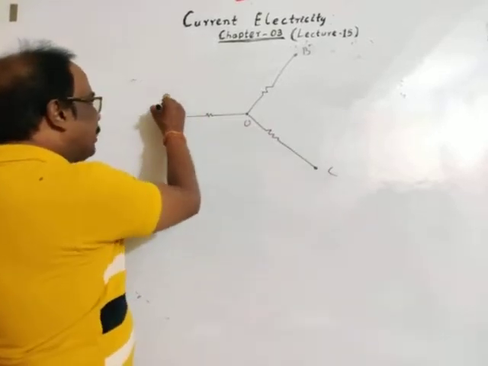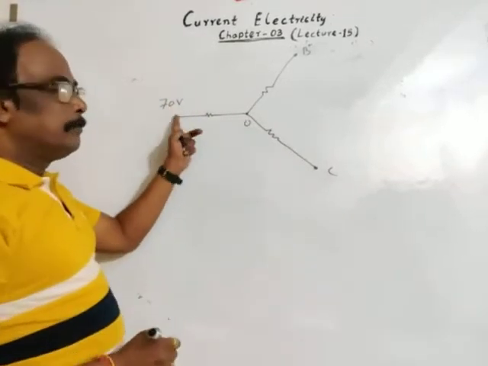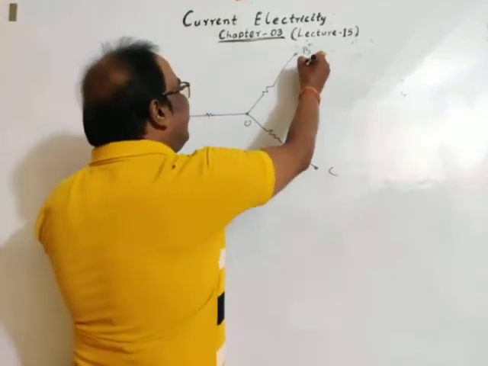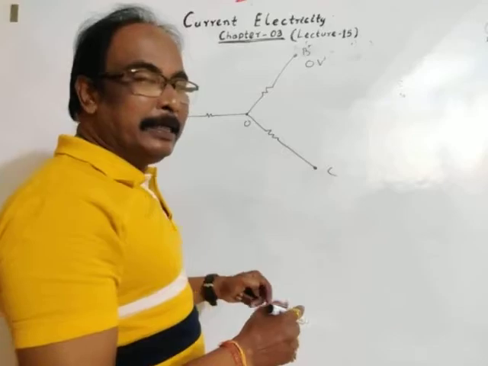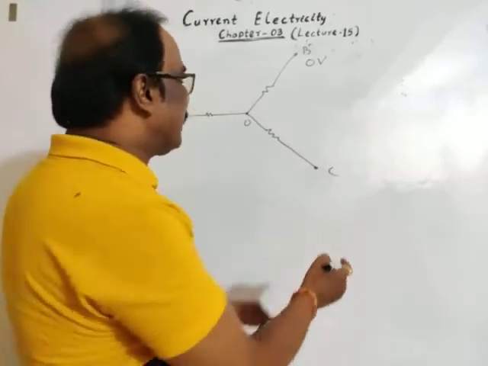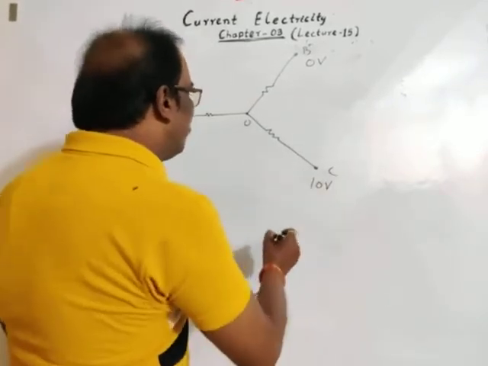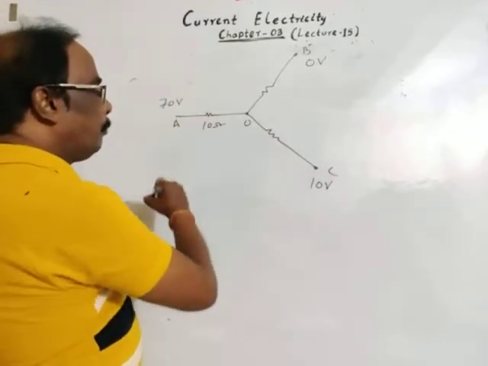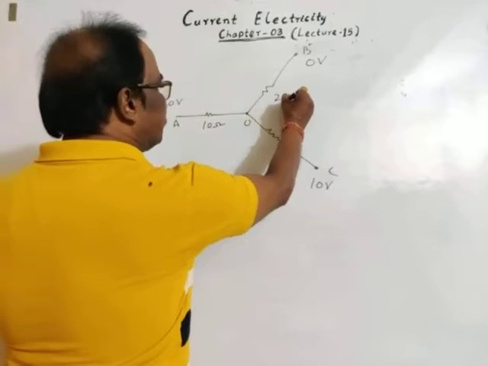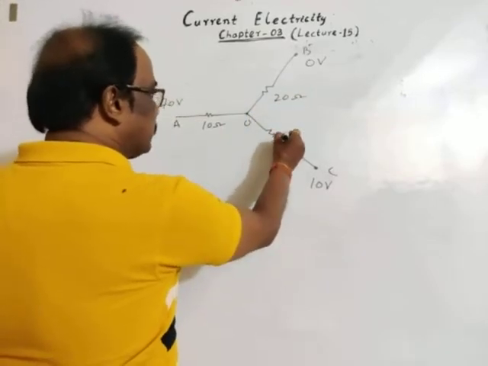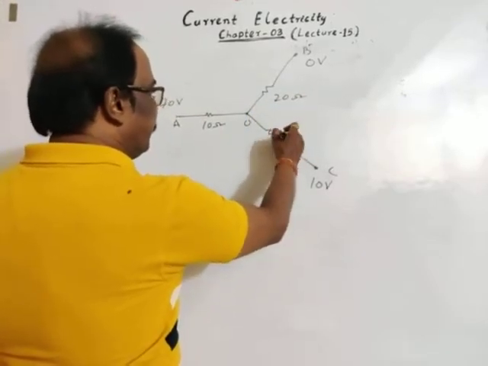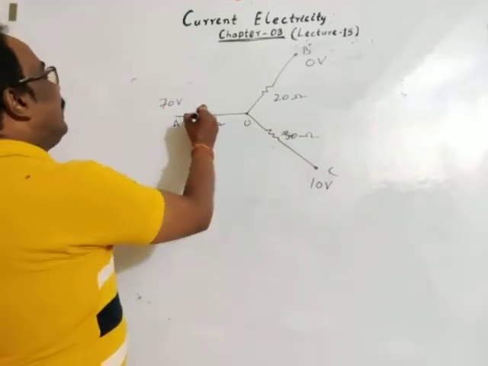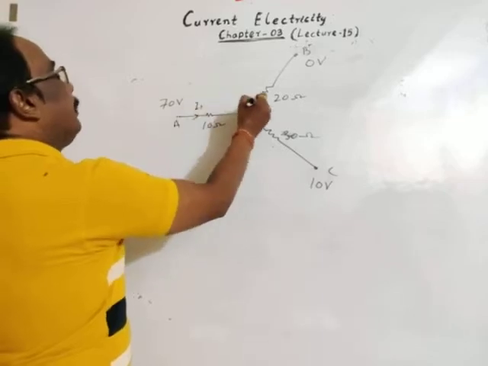Let potential at A be 70 volt. Potential of B is at 0 volt. Then potential of C is at 10 volt. Okay. So this resistance is 10 ohm. This resistance is 20 ohm, and this resistance is 30. Okay. So let here current be I1.